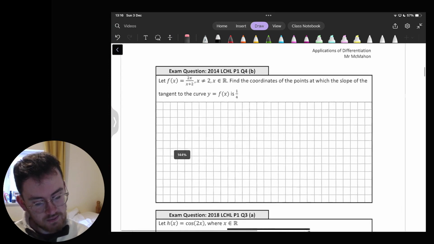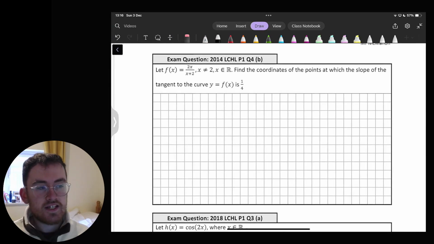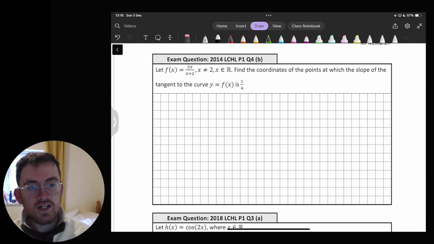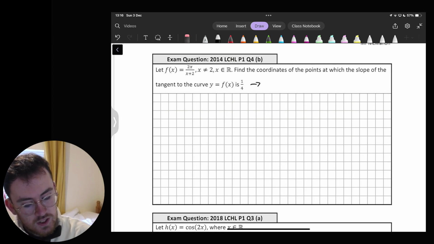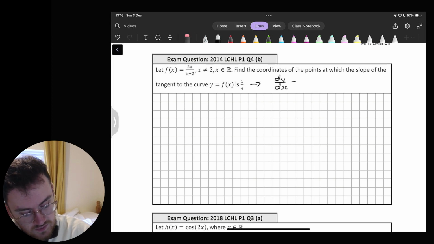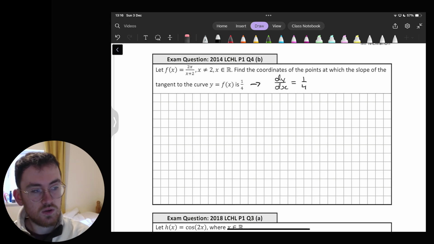Let's look at another example here. So let f of x be equal to 2x over x plus 2. Find the coordinates of the points at which the slope of the tangent to the curve is 1 over 4. So what they're saying here is find the coordinates of the points at which the slope is equal to this. So they're saying that the derivative, or the slope, is equal to a quarter. So we have to find the values for which that is the case.